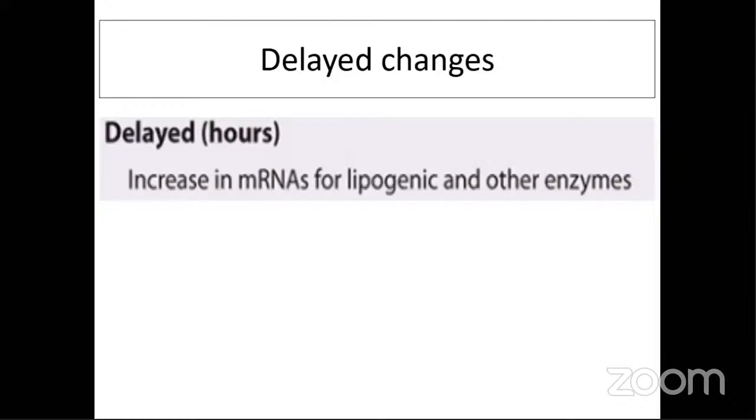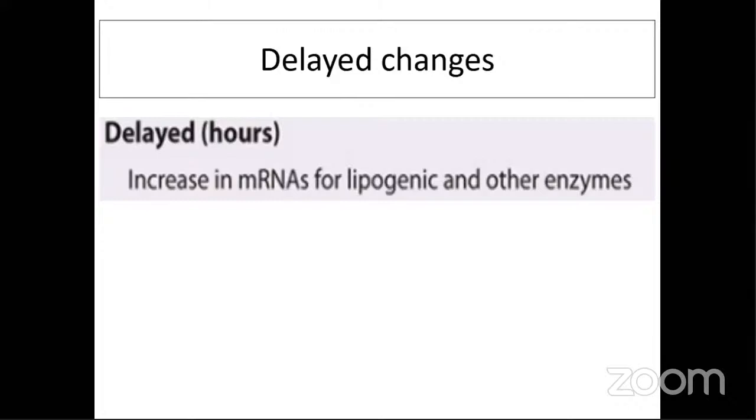Is that clear? Yes, ma'am. Okay, so those are the effects. One way of classifying the actions of insulin is: what are the immediate effects, what are the intermediate effects, and what are the delayed effects.